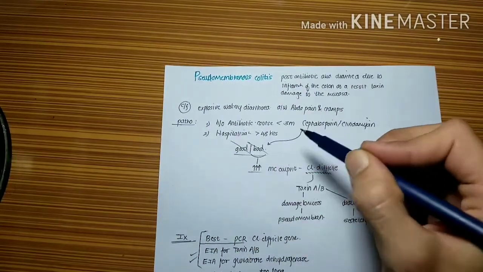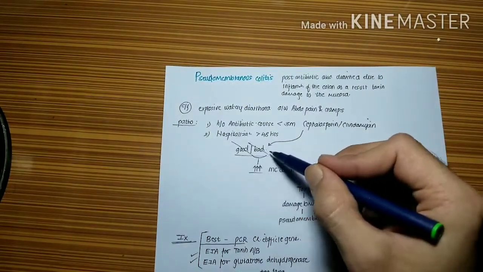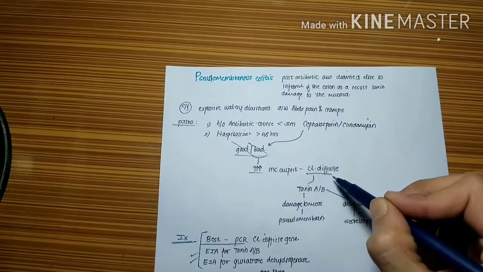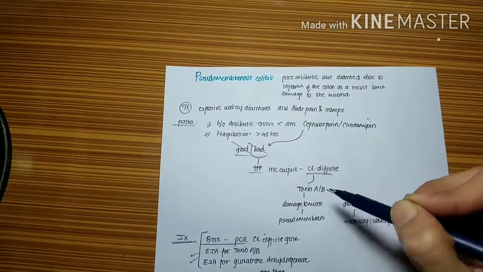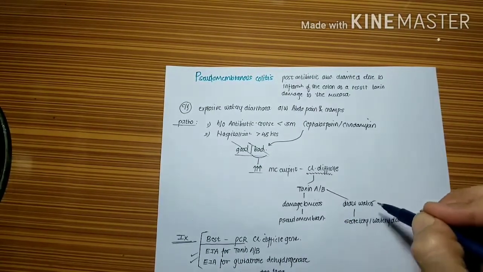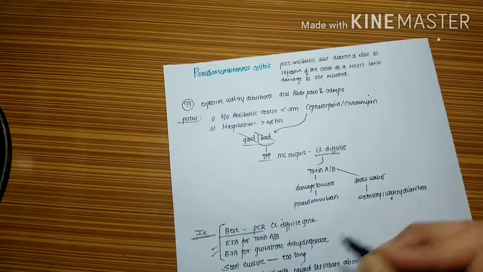We saw the mechanism. Antibiotics damage both the good and bad bacteria, but some persistent bad bacteria remain in the gut and they have unopposed multiplication, the main culprit being Clostridium difficile. It releases toxin A and B. The toxin causes damage to the mucosa and formation of pseudomembranes. Also, the toxin draws water and causes watery diarrhea.